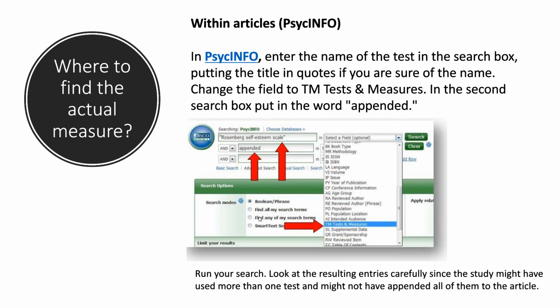So to find tests or measures within articles in PsycInfo, for example, you can enter the name of the test in the search box by putting the title in quotes, and then change the field to tests and measures, just as I have in the screenshot here. In the second search box, you can use the word appended, and then run your search. Look at the resulting entries carefully, since the study might have used more than one test and may not have appended all of them to the article. So that's kind of a little caveat there.